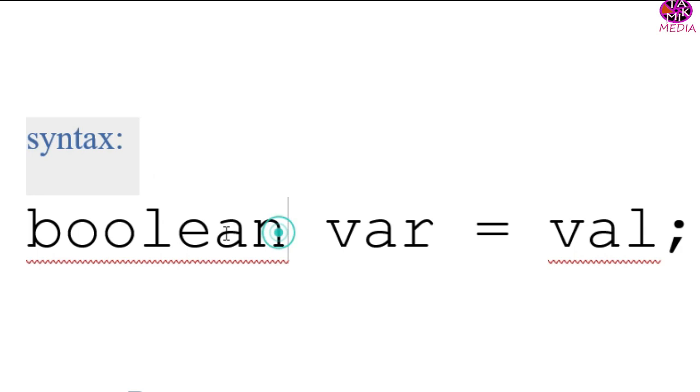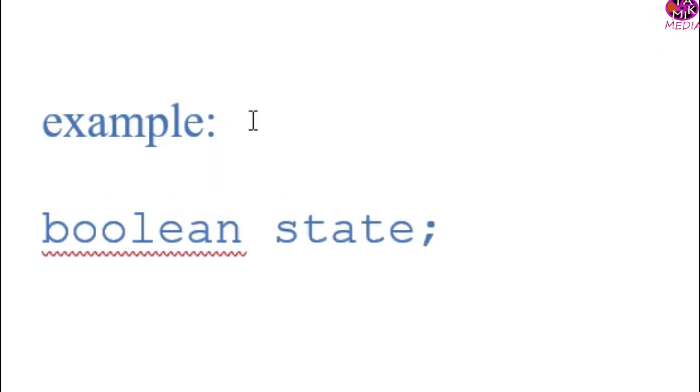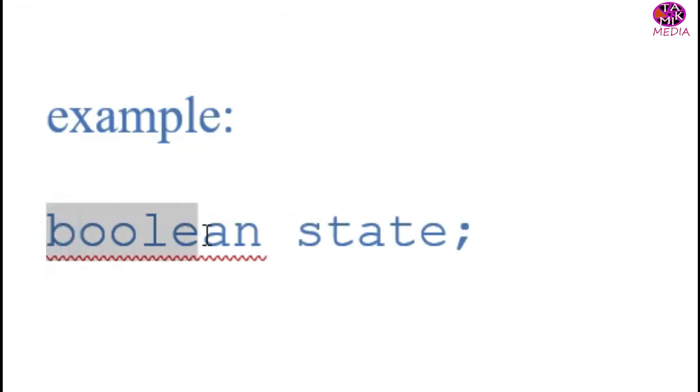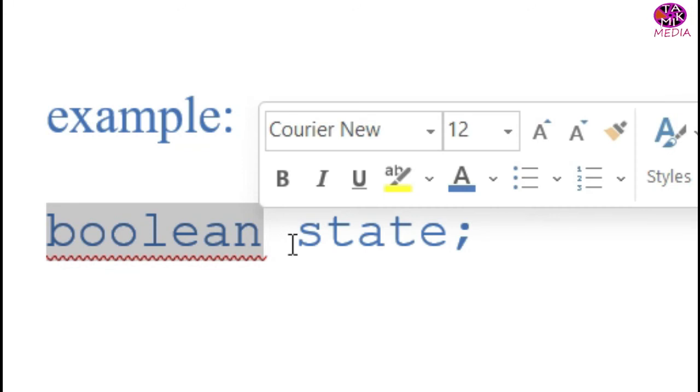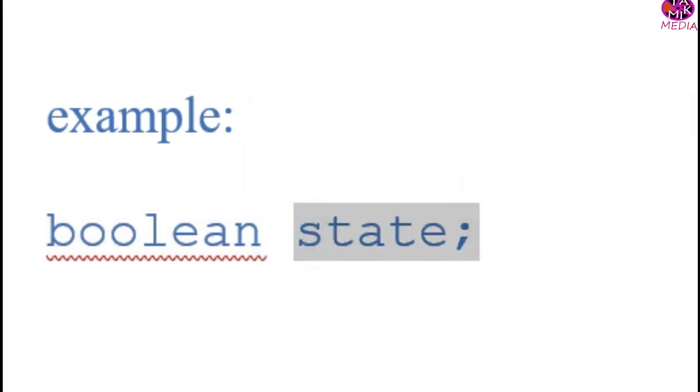Syntax. This is the keyword, variable name, and value. Parameter. There are only two parameters, that is variable name and the value to assign to that variable. And finally, example. This is the keyword and this is the variable name. I didn't define any value here.